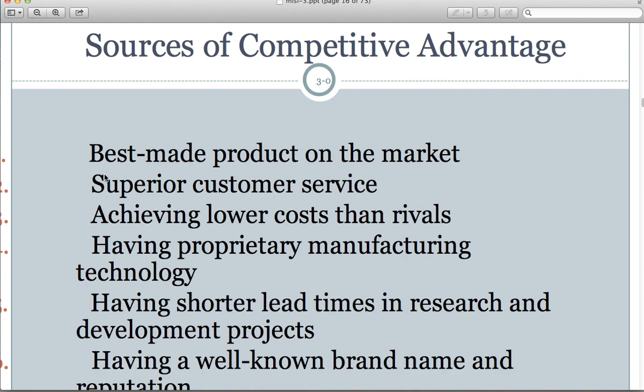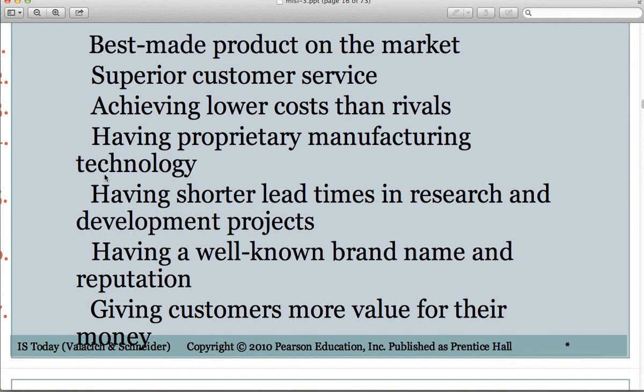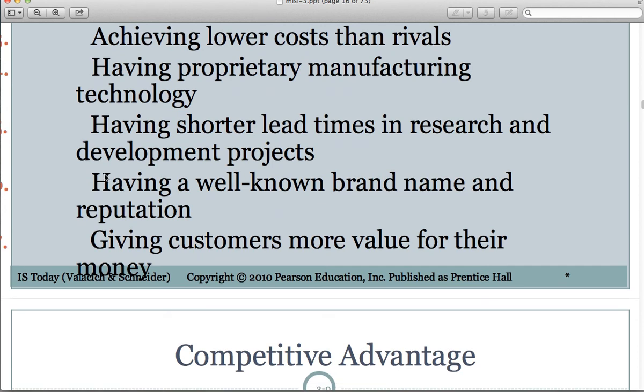Anyway, sources of competitive advantages. Best made products on the market, superior customer service, achieving low costs, having proprietary manufacturing technology. That's actually kind of an interesting point these days. As I was mentioning earlier, everyone's in the enterprise thinking all products and services are coming from the same place. So what if you broke out of that?